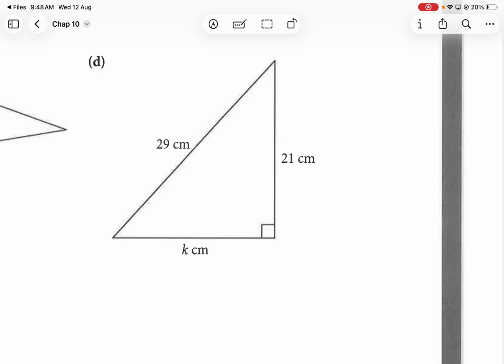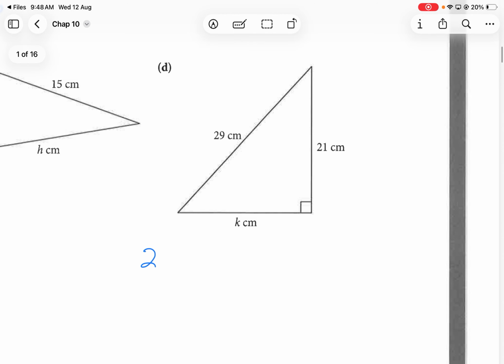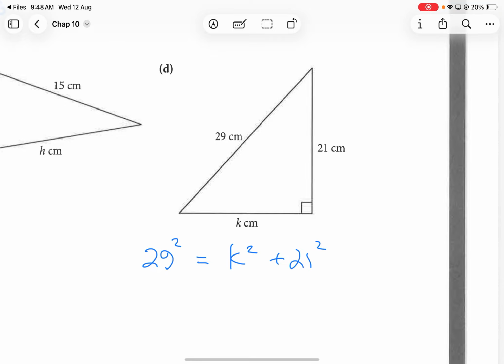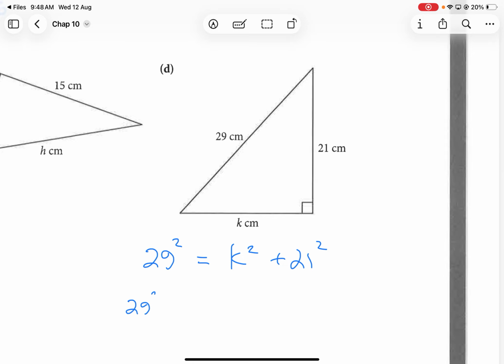Part D. Right angle is here. 29 is my longer side. So the relationship is 29 squared equals k squared plus 21 squared. The longer side is the special one by itself. The other two sides are the shorter ones, so they go together. K squared. So how do I find k squared? Just minus both sides, lor.